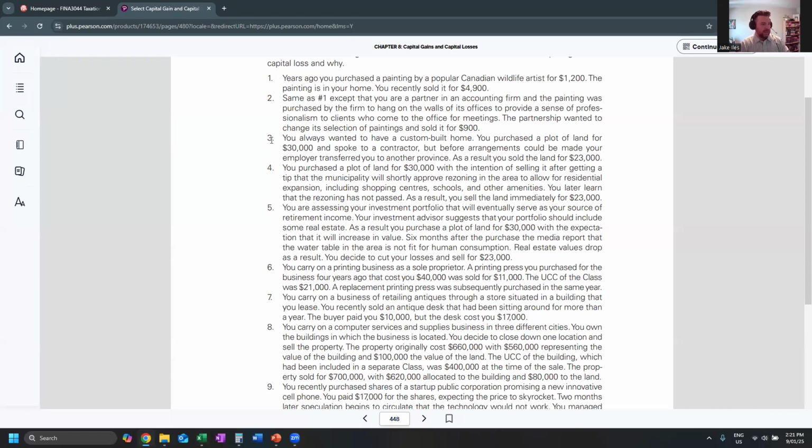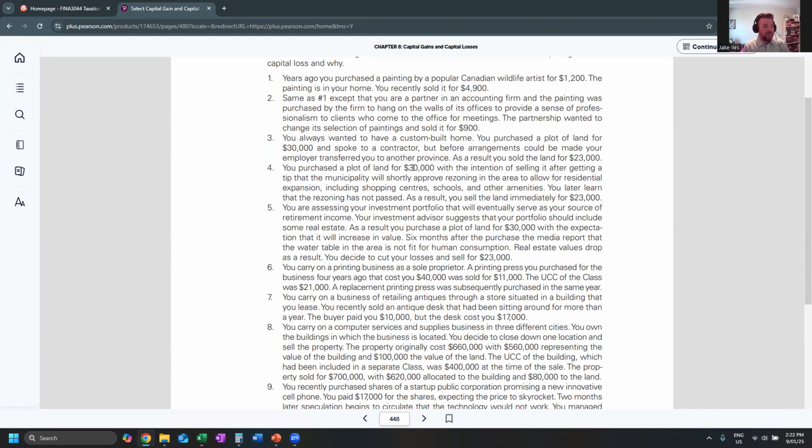Case 3, you have a custom-built home. You purchased a plot of land for $30,000 and spoke to the contractor, but before arrangements could be made, my work transferred me to another province. I had to sell the land at a loss. I lost $7,000. Bought it for 30, sold it for 23. So what about this loss? Well, this loss is personal. I bought this land for my personal use. I was going to build a home, so this loss cannot be recognized.